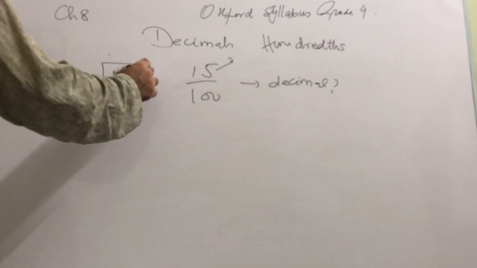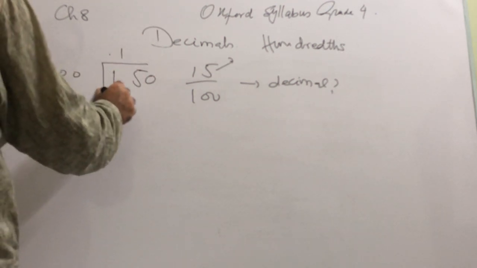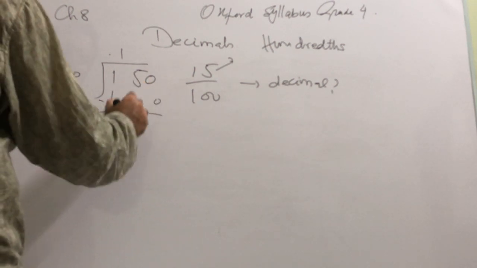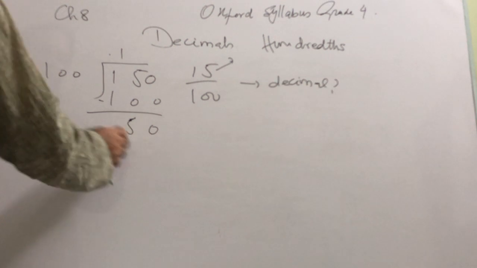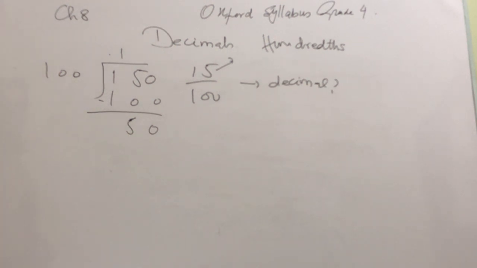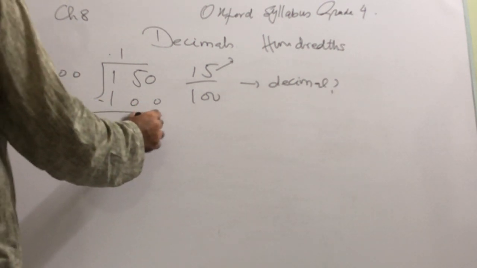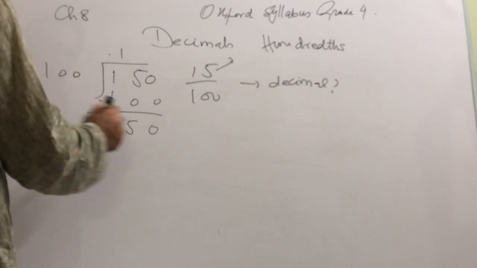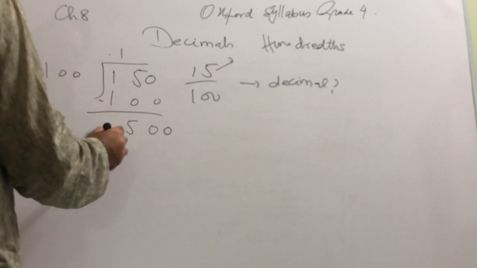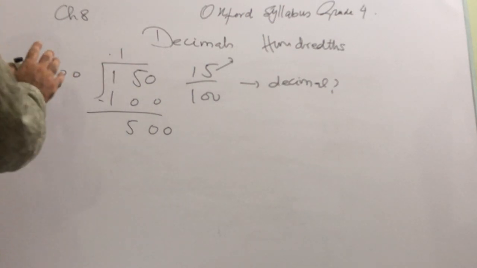When you put the point here and put 0 from your pocket, it becomes 150. Now you can divide. 100 ones are 100, and we subtract, we get 50 here. 50 is smaller than 100. Now, when we have put the decimal here and this 50 is smaller than 100, put 0 here. But here we will not put anything because we have already put the decimal.